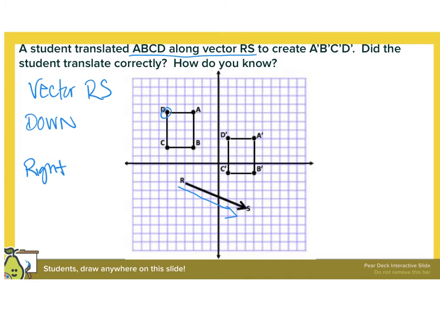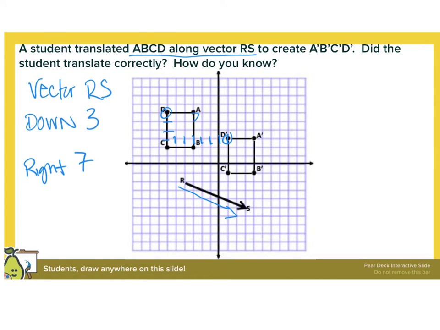So to get from D to D prime, I go down 1, 2, 3. So I'm going down 3, and then I'm moving to the right 1, 2, 3, 4, 5, 6, 7. So this vector is telling me to move all the points down 3 and right 7. So let's see if it works for everything.